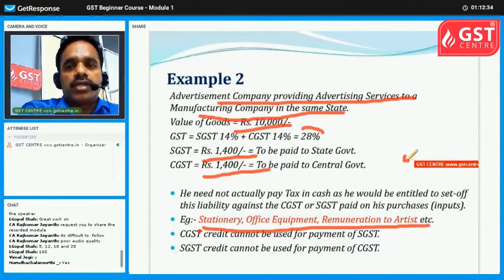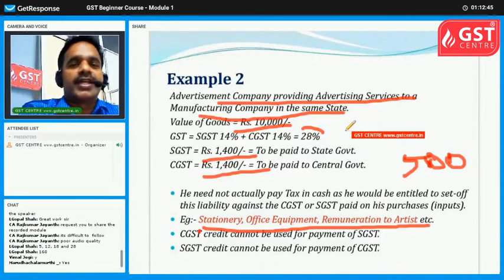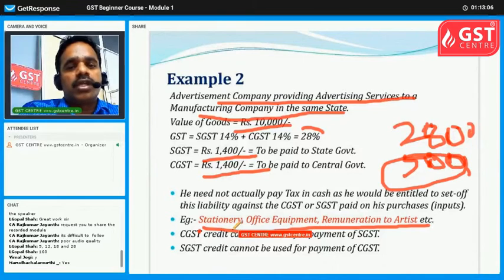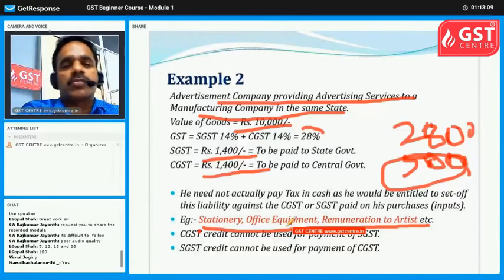Suppose we have paid a tax of 500 rupees. Oh, it is a little difficult to write. Okay. So suppose 2800 is the total tax liability. So what is the net tax that is to be paid? That is 2800 minus 500. 2300 only we have to pay, because 500 tax we have already paid for stationery, office equipment, remuneration to artisan. So that is input tax.